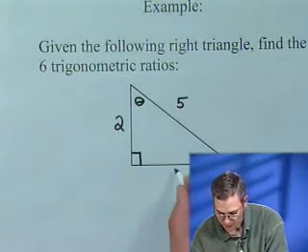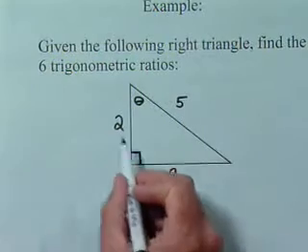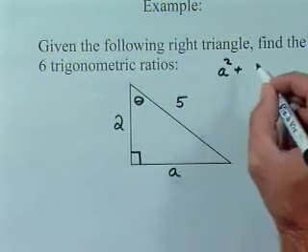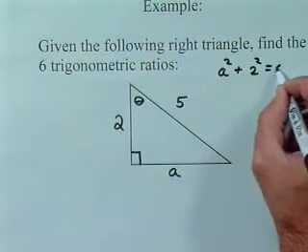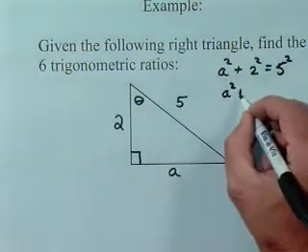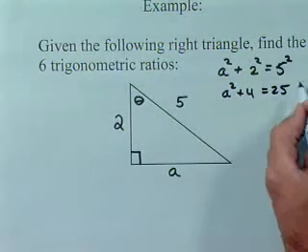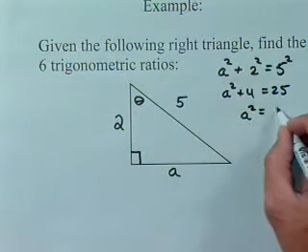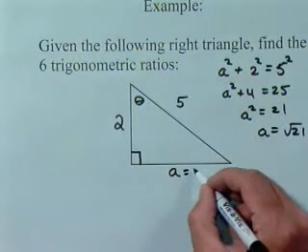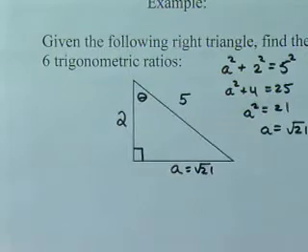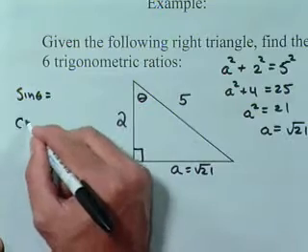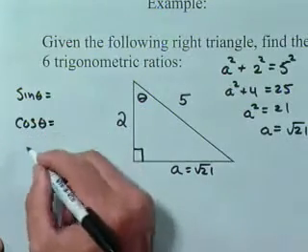I can label this A for now. I know that A squared plus B squared is equal to C squared. We'll solve for A. A squared plus 4 is equal to 25. A squared is equal to 21. So A is equal to square root 21. And now we have all 3 sides, so now we can find all 6 ratios.